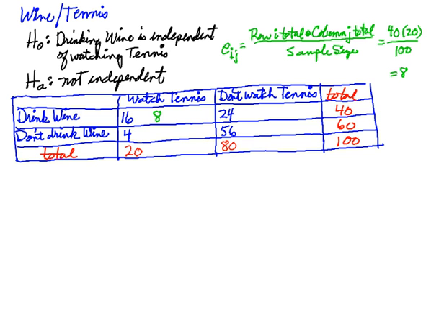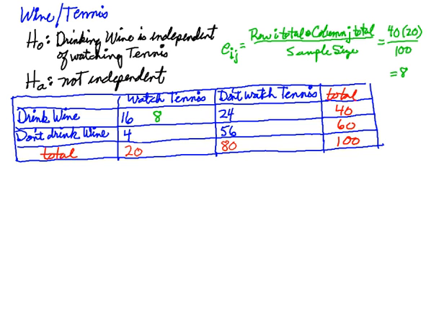Now just to stop here for a minute and ask ourselves why that makes sense. Now the null hypothesis we're assuming to be true, and it's saying that drinking wine is independent of watching tennis. In other words, for people that watch tennis, the percentage who drink wine is the same for the people who don't watch tennis. In other words, tennis doesn't tend to influence whether a person drinks wine or not, and drinking wine doesn't tend to influence whether they're going to watch tennis or not. So in other words, we're assuming they're independent. There is no real connection between the two. One doesn't really influence the other.